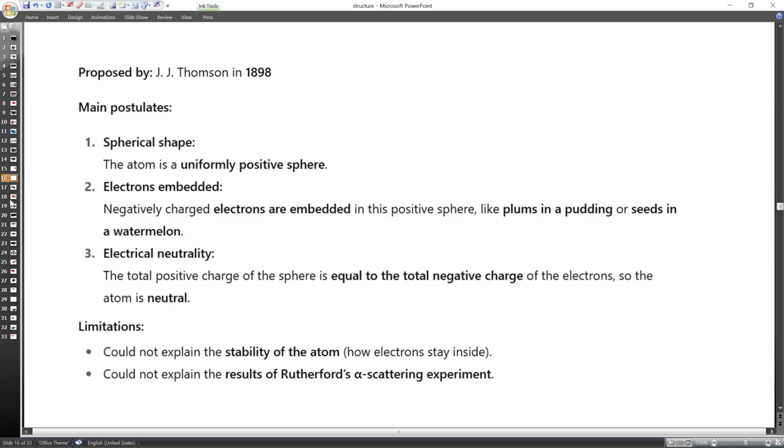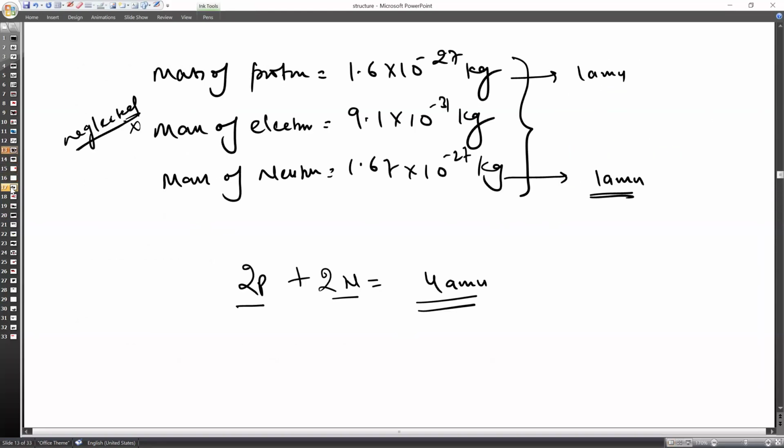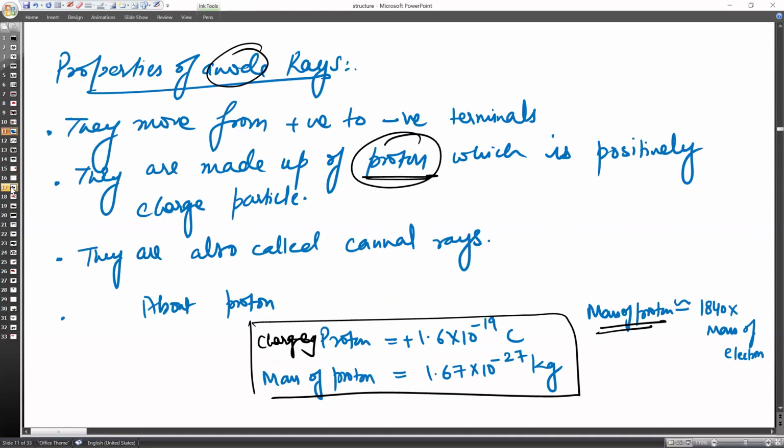Okay. Next one, is everyone done? Okay. Next one is the Rutherford experiment. Before this, the positively charged particle was discovered, and that was the proton. Proton was discovered.